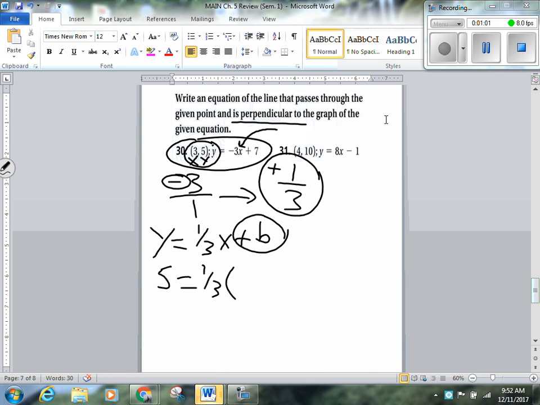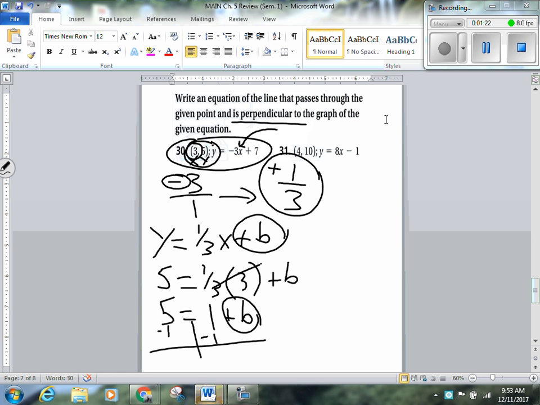1/3 x, x equals 3. Plug that in, and then I solve. That equals 5. 1/3 times 3 cancels out to 1 plus b. I need to get the b by itself, so I subtract 1 from both sides. 5 minus 1 is 4. That cancels. B equals 4.